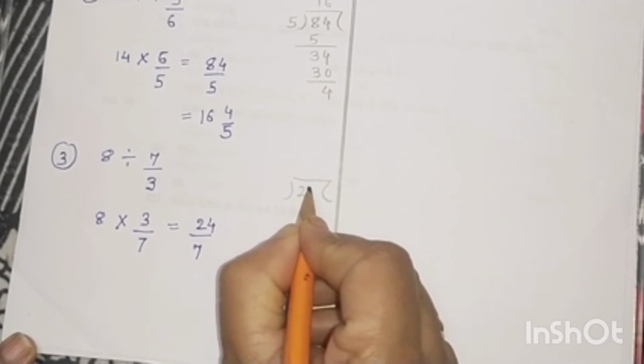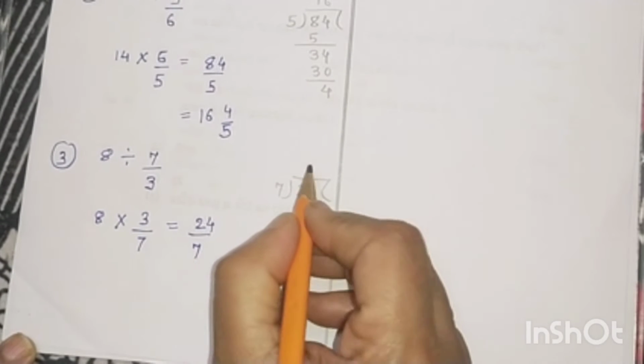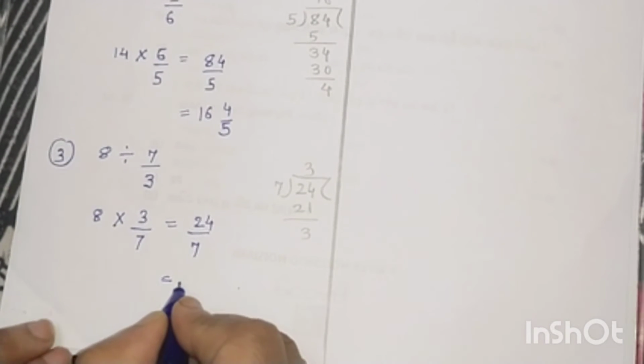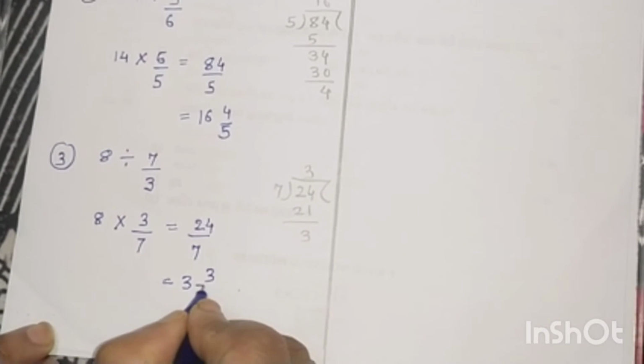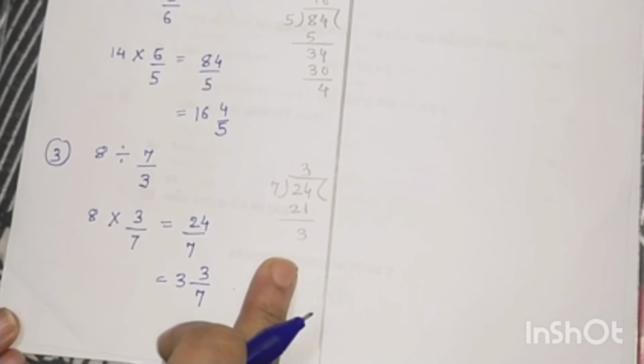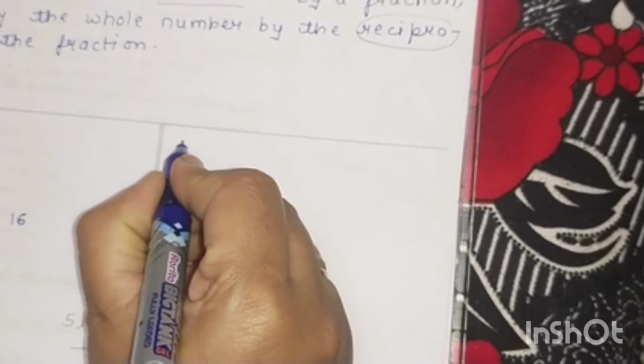All of you know the conversion. 24 divided by 7, 3 7s are 21, 3 is the remainder. So how will we write it? As 3 3 by 7. Clear all of you? 3 7s are 21, 21 plus 3, 24 by 7. This was the third sum. Now we will go for the fourth sum.